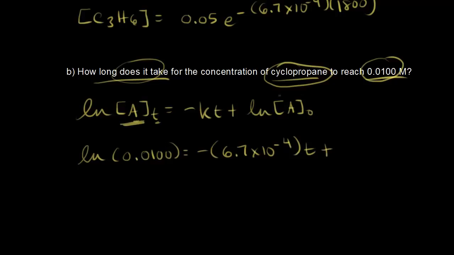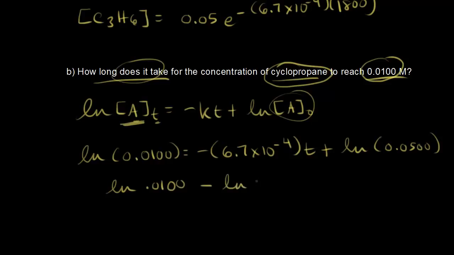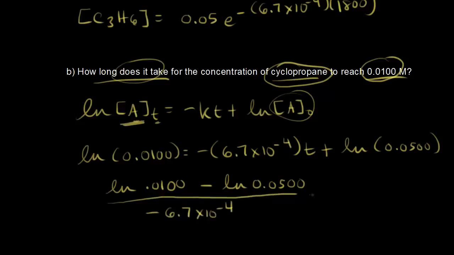And we know the initial concentration of cyclopropane. Once again, that's 0.05 molar. So this is the natural log of 0.05 molar again. All right, so to solve for time, this would be the natural log of 0.01 minus the natural log of 0.05. And then you'd have to divide that by negative 6.7 times 10 to the negative 4. So just some algebra here gets you your time.